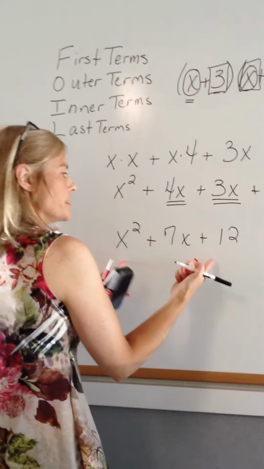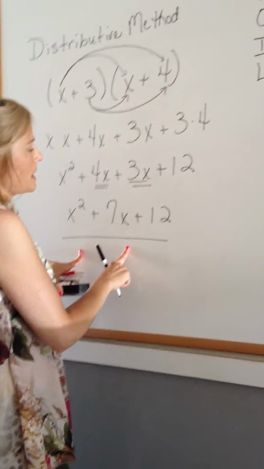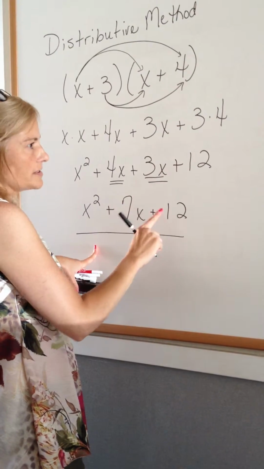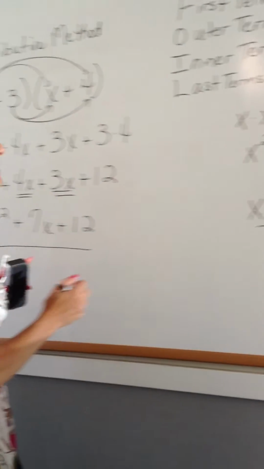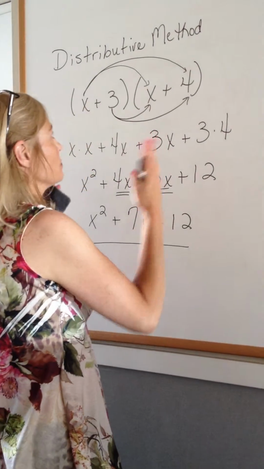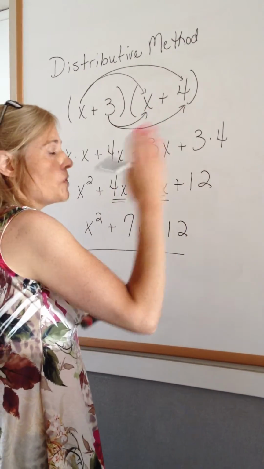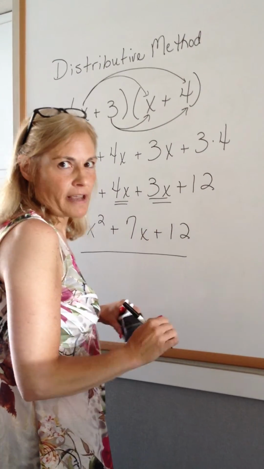Well, let's compare this answer to the answer that we got in the first method using the distributive method, and that's x squared plus 7x plus 12, which is the exact same answer that we got this time. So if you look, it doesn't matter when you have two binomials and you're multiplying them together, whether you use the distributive method or the FOIL method, whichever method you're comfortable with, you're going to come up with the same answer.